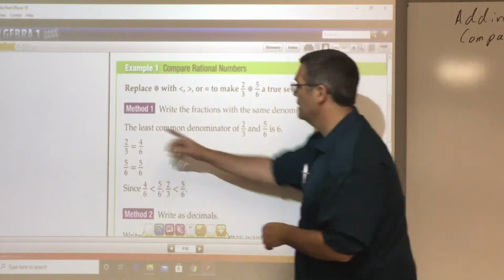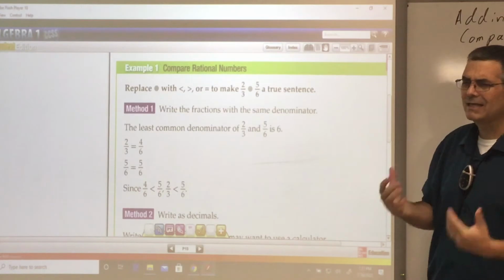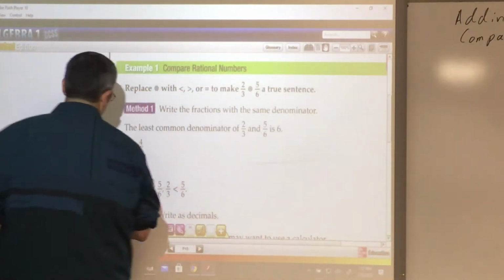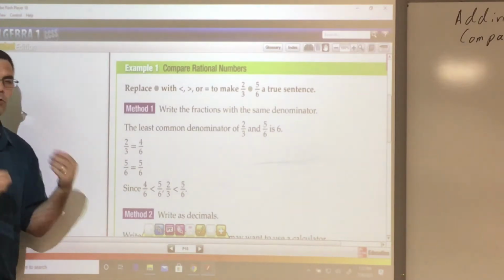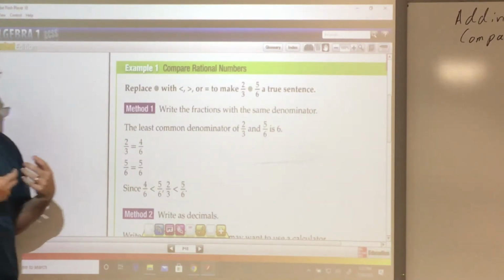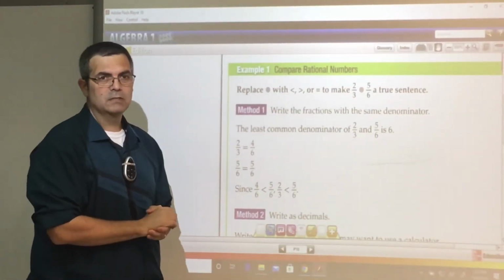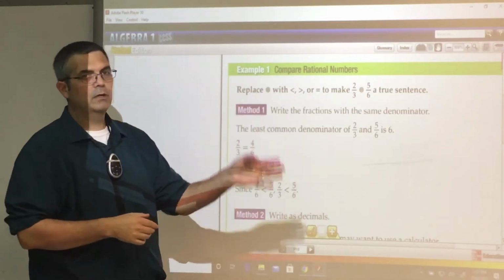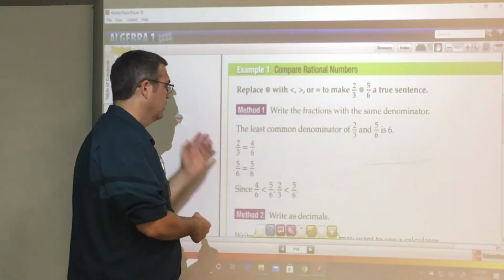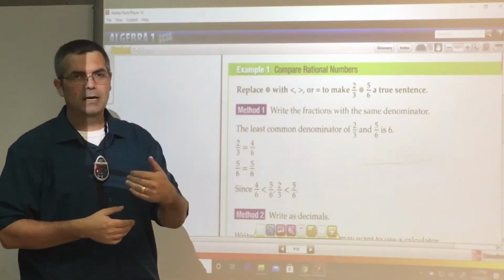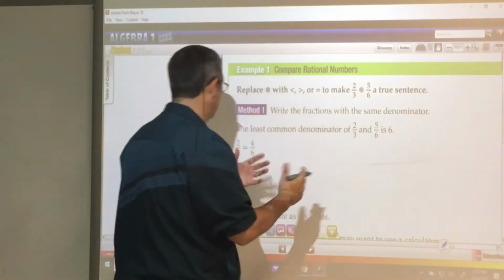So the least common denominator of 2/3 and 5/6 is 6. Well, how did they get that? They looked at the bottom two numbers and said, I can list the multiples of these numbers. So I could list 6, 12, 18, 24, and so on and so forth, and then list 3, 6, 9, so on and so forth, in order to find those multiples. So it would look kind of like this.